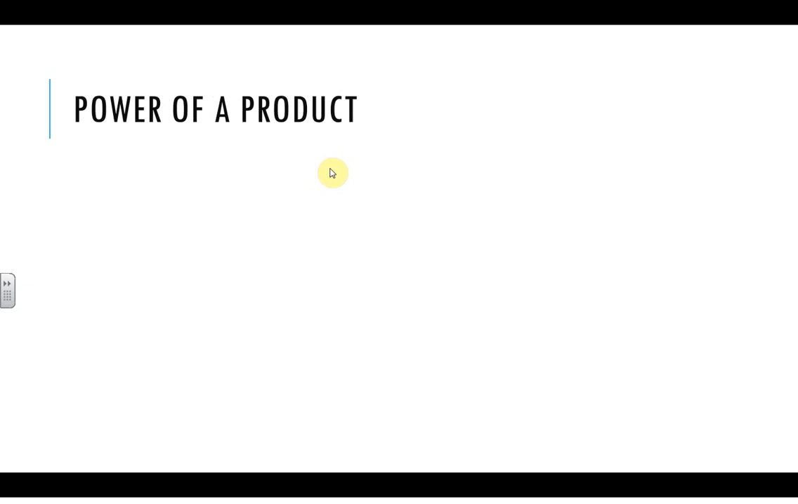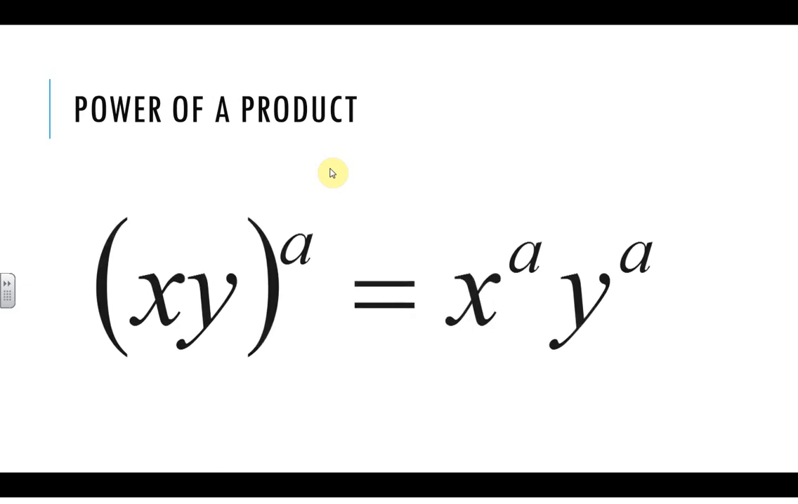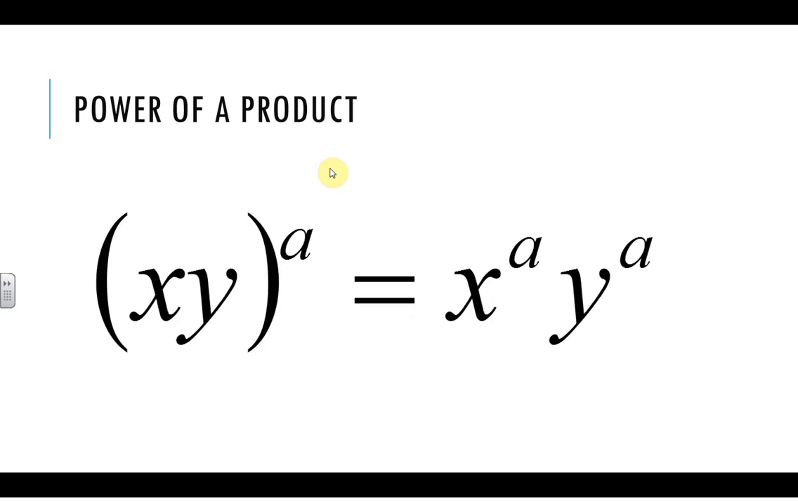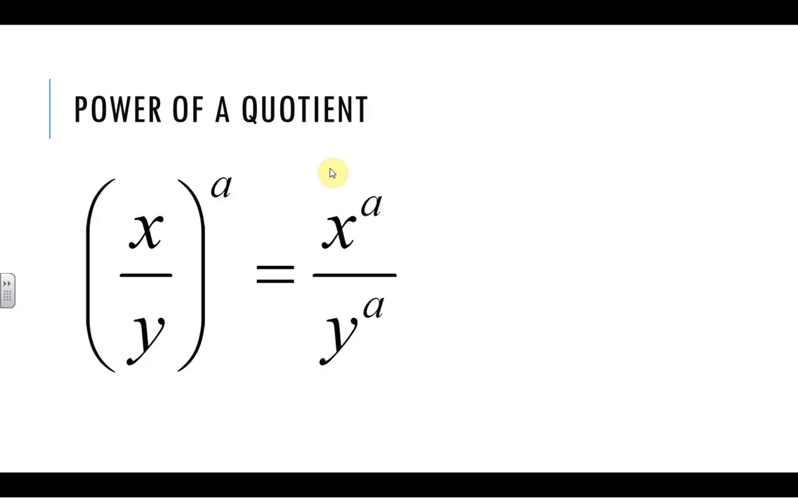Power of a product. You can distribute. So you can take x times y raised to a, and that is also equivalent to x to the a, y to the a. Power of a quotient, same rule applies. If you have a fraction of sorts, a division problem, being raised to an exponent, that means both parts of the quotient are being raised to the same exponent.